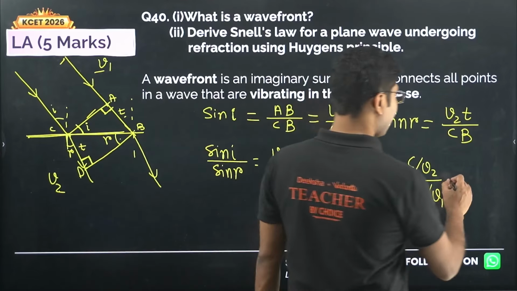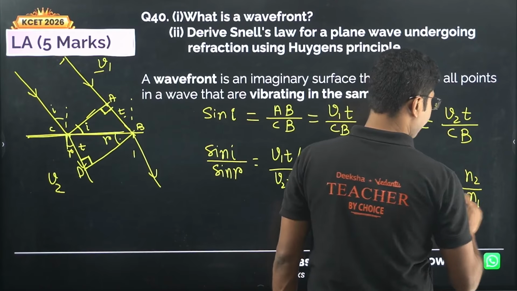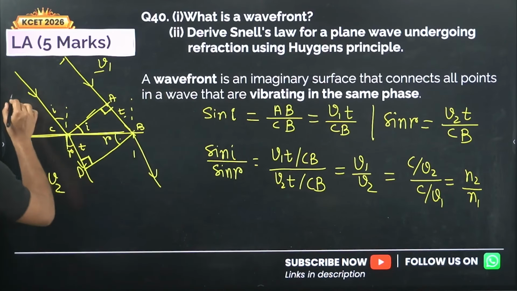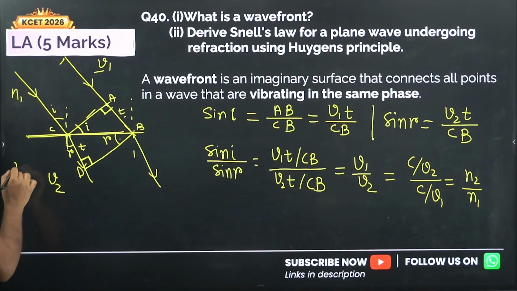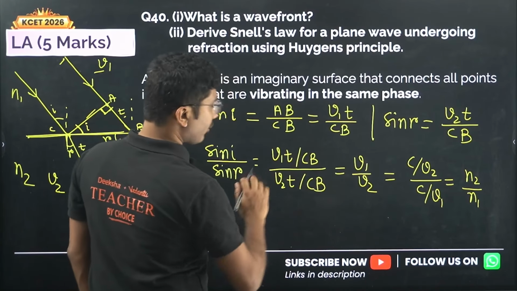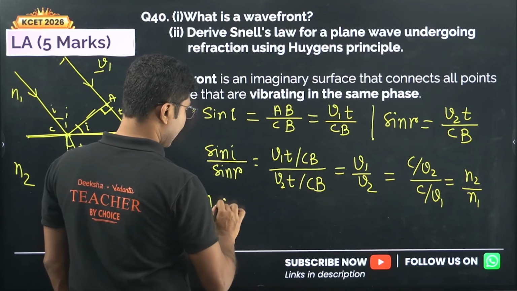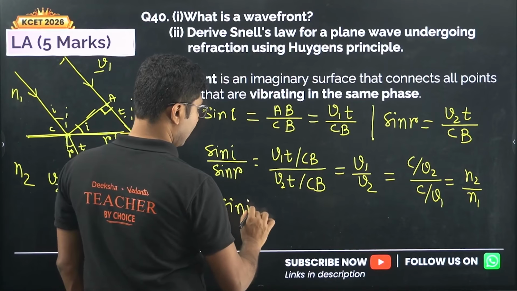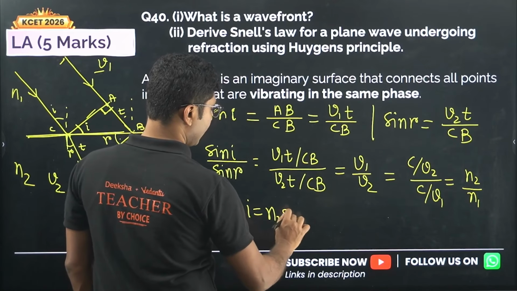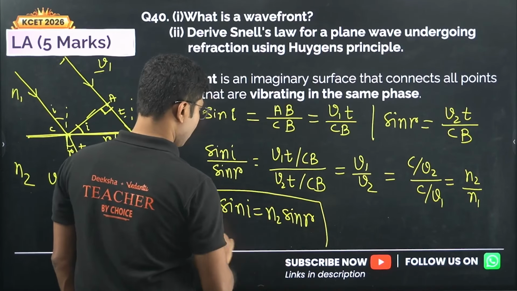Here we can write this as refractive index N2, divided by refractive index of the medium N1. This is the medium of refractive index N1. This is the medium of refractive index N2. If you do the cross multiplication, you will get N1 sine I equals N2 sine R. This is the general form of Snell's law.